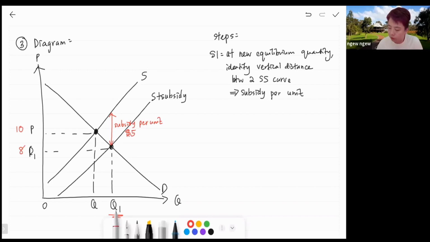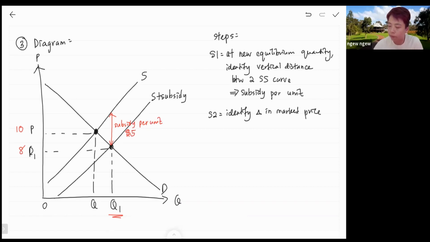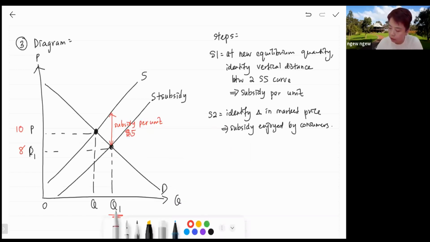So we continue. Step 2, identify the change in market price. The change in market price shows you the subsidy enjoyed by consumers. Because subsidies are given, consumers are now able to obtain the goods and services at a lower price. So now you check and see. Original price is 10, new price is 8. So from here to here, $2 is enjoyed by consumers.